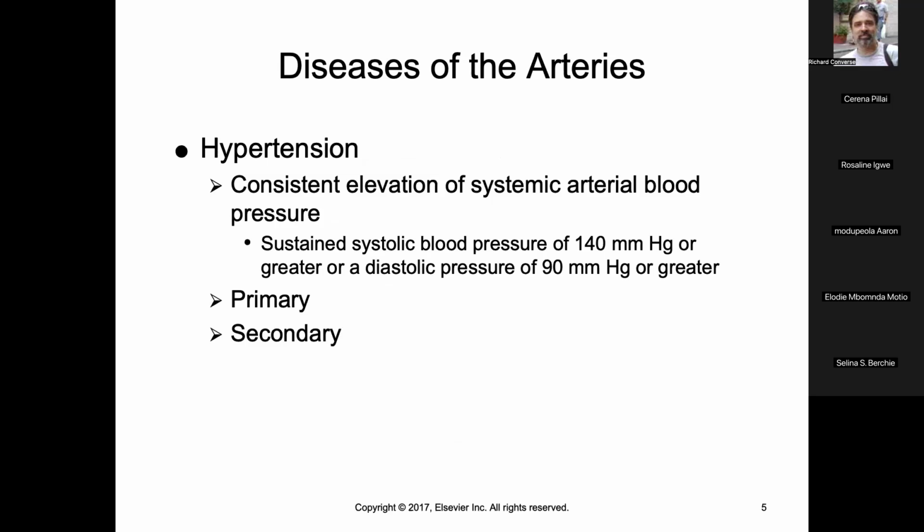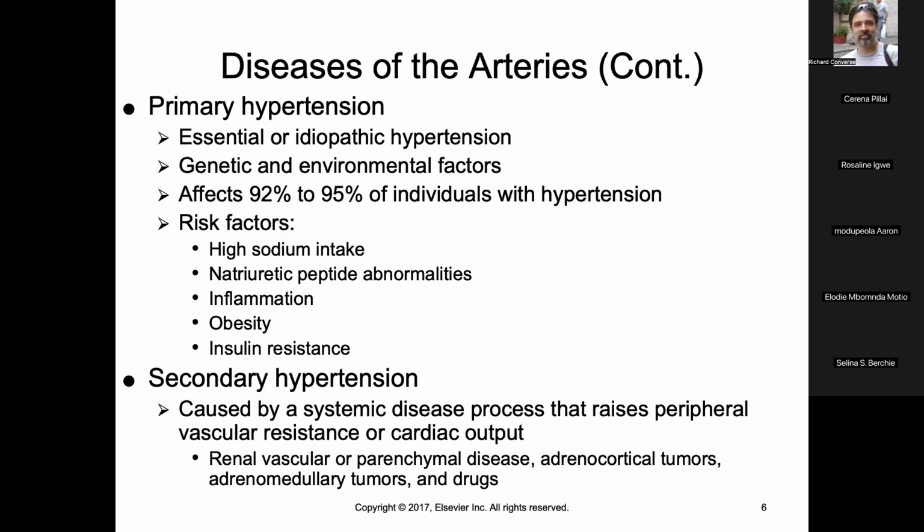Hypertension is consistent elevation of systemic arterial blood pressure, a sustained systolic of 140 or higher, or diastolic of 90 or higher. And there are two types: there's primary and secondary. Okay. With primary hypertension, we attribute this to genetic and environmental factors. All right. It affects up to 95% of individuals with hypertension.